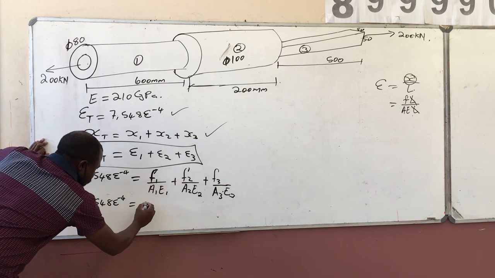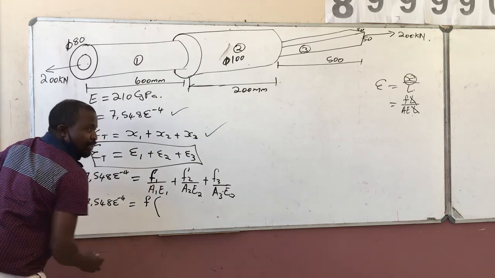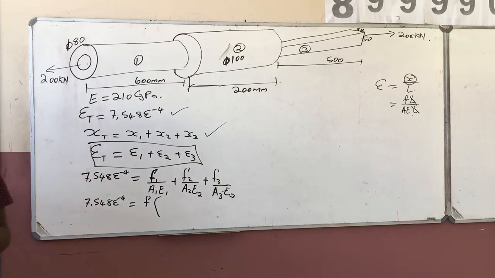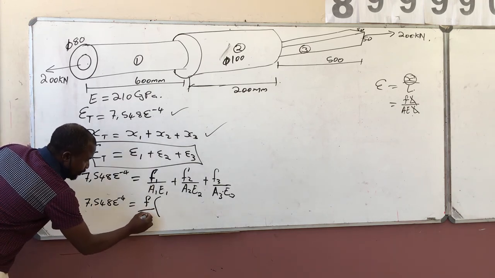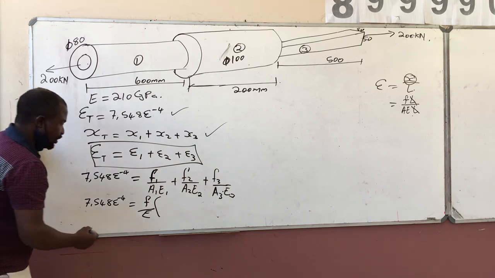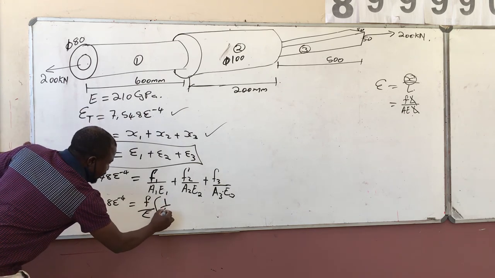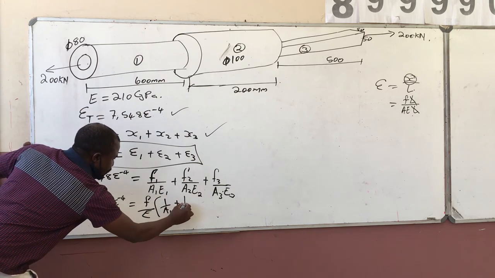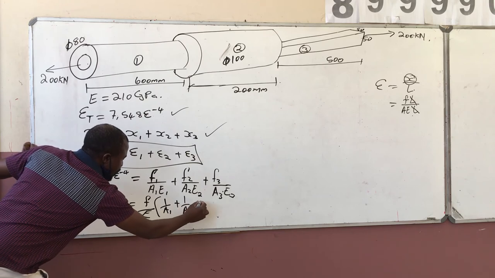Meaning, we can take a common factor of F. It's correct, eh? What do we know about E? They're the same, eh? Because they said this thing is made of the same material. Meaning, we can also take the common factor of what? Of E. Agree, they said they're the same. We're taking a common factor. You are doing mathematics. So here we're left with 1 over area 1 plus 1 over area 2 plus 1 over area 3.